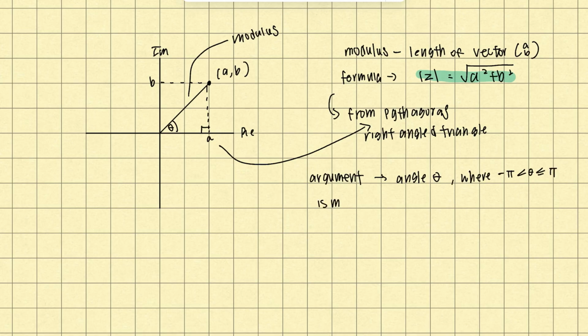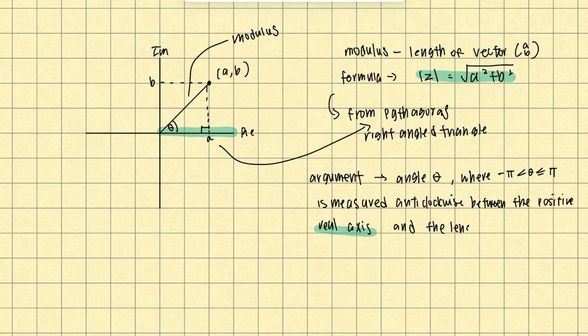The argument of a complex number is the angle theta, where negative pi is less than theta is less than or equal to pi, measured anti-clockwise between the positive real axis and the point. To find the argument, we apply the formula arctan of b over a.